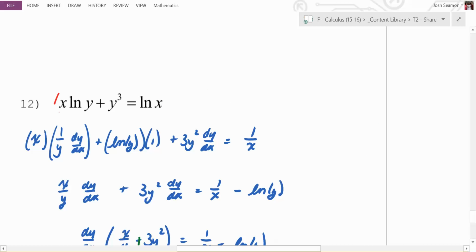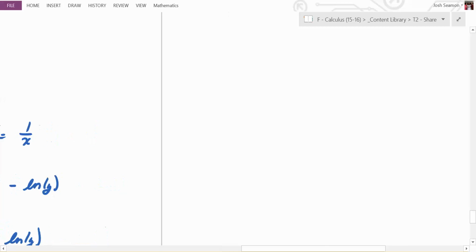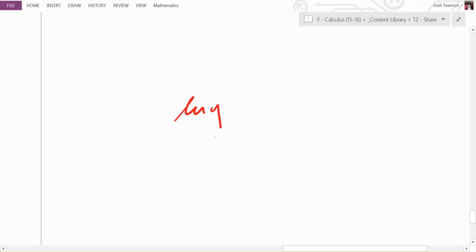Right here, what rule do you have to use right there? What rule is that? Product rule. That's the product rule. You have x and ln y. What's the derivative? Oh, and this is the key here. What is the derivative of ln y? Times what? Y prime. Times y prime.